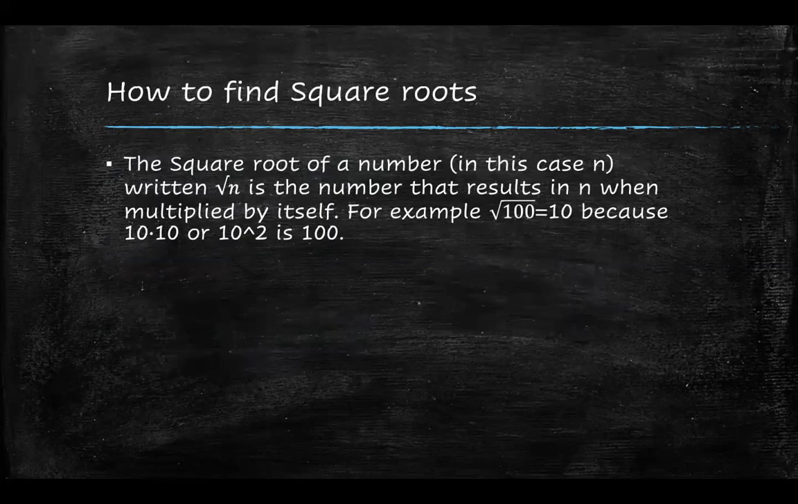How to find square roots? The square root of a number, in this case n, written with that symbol, is a number that results in n when multiplied by itself. For example, square root 100 is equal to 10 because 10 times 10, or 10 squared, is 100. See why I said you needed to know what square numbers are first?